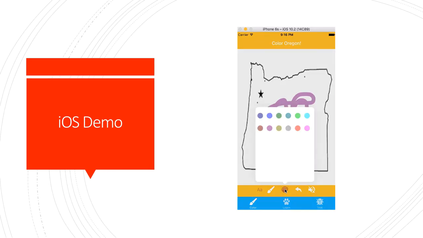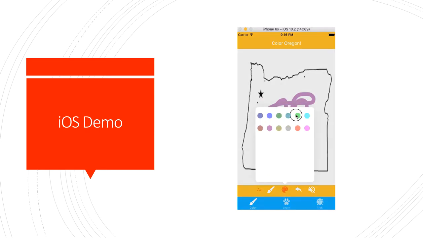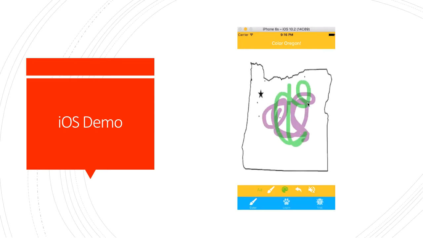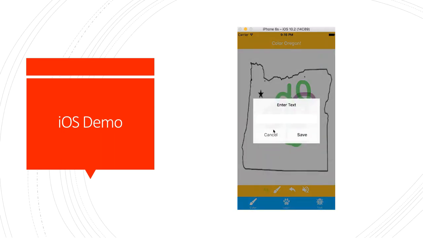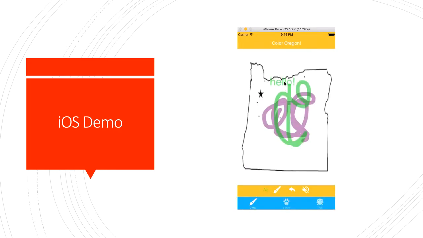I will let it play out. As you see, it has the coloring functionality, and as the app launches, it randomly selects a state. It's selected Oregon here, and it lets you pick different colors using color palettes. It lets you write a text on it. So here you can just write hello, and you can move around the text as well.